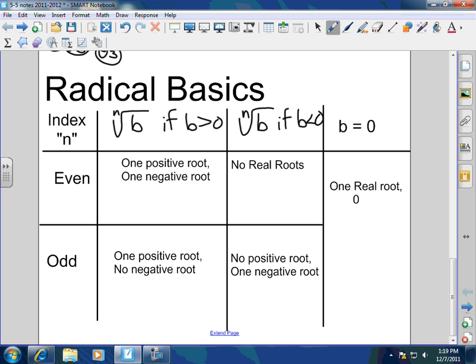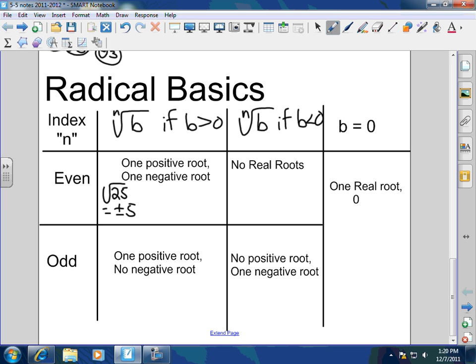Okay? So, if it's even, and I have b greater than 0, that means that b is a positive number, and I have an even root. I'm going to have one positive and one negative root. So if I have the square root of 25, my real answer is plus or minus 5. Why? Because 5 times 5 is 25. What's negative 5 times negative 5?